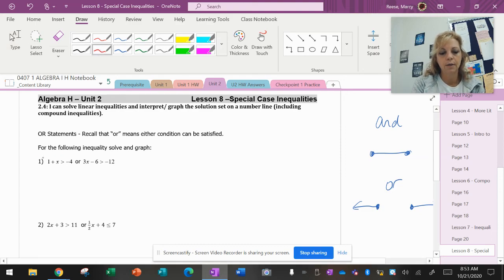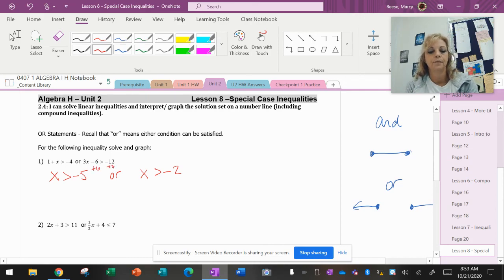It says, for the following inequalities, solve and graph. So if I were to solve for this one, or solve for the second one, okay, I'm doing it kind of fast. You know that you would add the 6, right? And you would get -6 and then divide by 3 and you get -2. So I'm doing the algebra real fast for you. I'm trying to make it short for you guys.